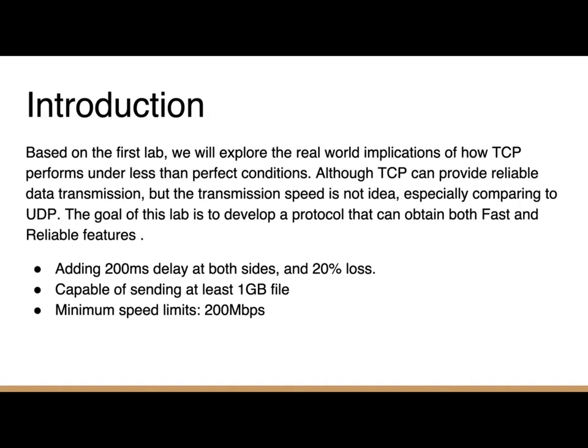There are three basic conditions required that we have to achieve in this lab. First of all, we have to add 200 millisecond delay at both sides and 20% loss in total. The second is that our program should be capable of sending at least a 1 gigabyte file through this protocol. And the last is that we have to reach the speed limit of 200 megabits per second.